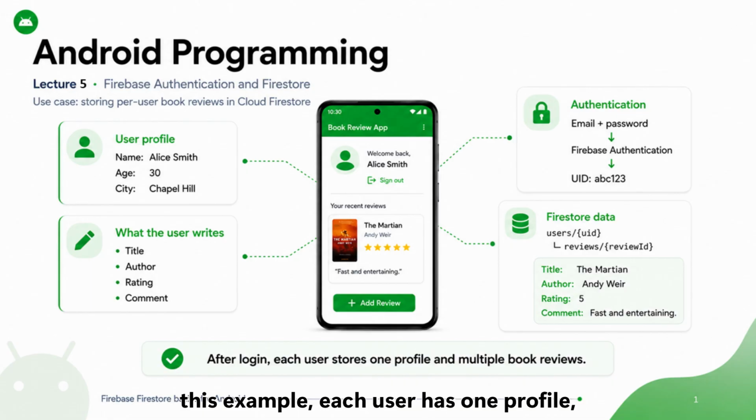In this example, each user has one profile, such as name, age, and city. The user can also write many book reviews. Each review has a title, author, rating, and comment. The important idea is that authentication and database storage are connected. Authentication tells us who the user is, and Firestore stores data under that user's path. So, after login, each user can store one profile and multiple book reviews, and the app can keep those records separate from other users' records.